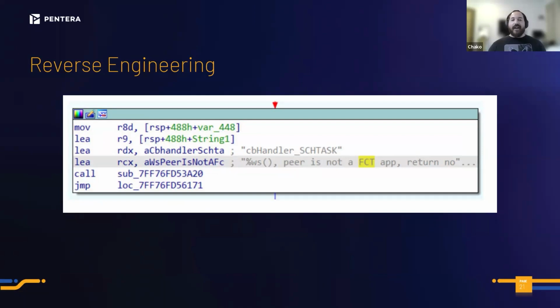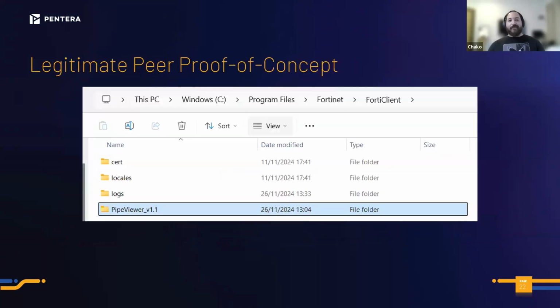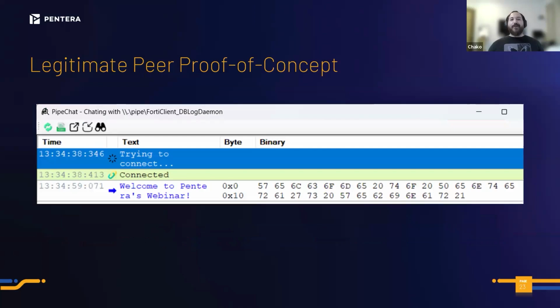So now the question is, how can it know that I'm not really a legitimate FCT app? And the answer is that it filtered out the path in which this process is executed. In this case, it was the FortiClient installation folder under Program Files. So looking at this, I said, okay, let's first make sure that I understood it correctly. So I copied all of the pipe viewer files into Fortinet's folder, of course. And then you can just look at it. I was able to communicate, even when I send something that is not a proper opcode, let's say.